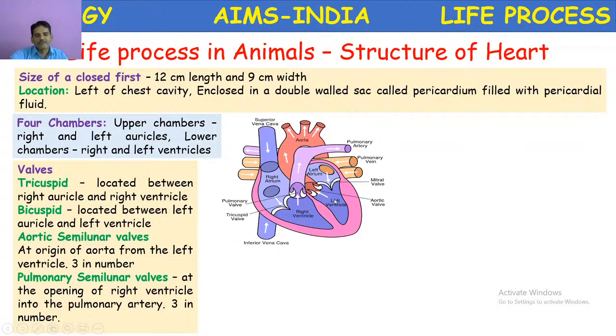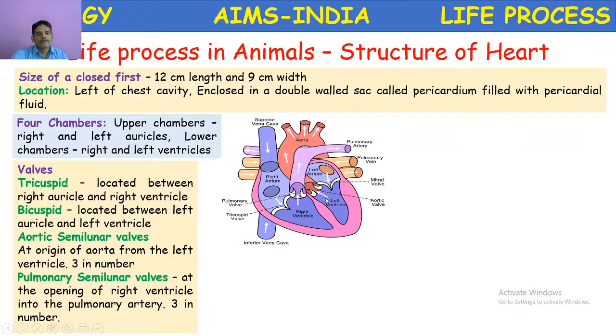Next, the bicuspid valve. It guards the left auriculoventricular aperture. So between the left auricle and left ventricle, this bicuspid valve is present. It is also called the mitral valve. This valve allows blood from the auricles to ventricles, but not from ventricles to auricles. Like that, they regulate the backward flow of blood.